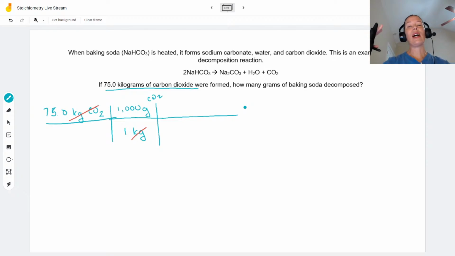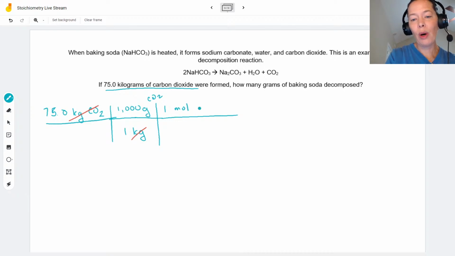Okay, now that we've got grams of carbon dioxide, we need to convert to moles of carbon dioxide because, again, eventually we're going to use this mole ratio. Mole ratio means you have to be in moles. So I need to get this grams of carbon dioxide canceled and converted into moles of carbon dioxide. Of course, we do this with the molar mass. So this will be a mole in the numerator.